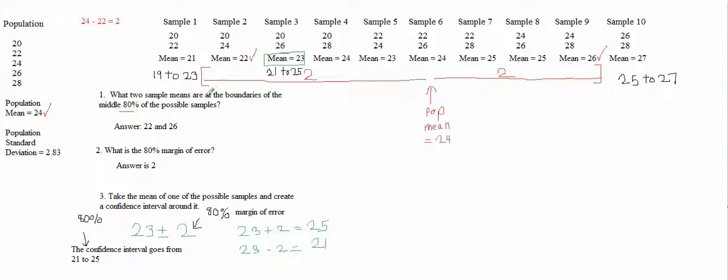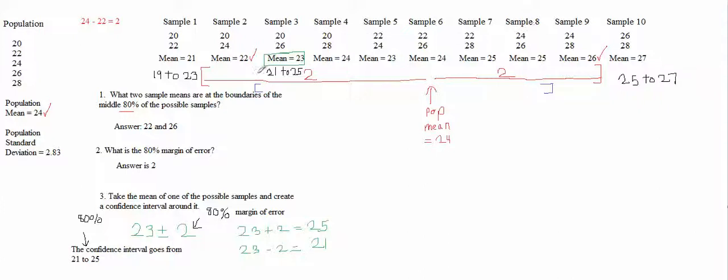What if, way back at question 1, I didn't say the middle 80%, but I said, what two samples are at the boundaries of the middle 60% of the possible samples? Well, since we have 10 numbers, the middle 60% is just the middle 6. The lowest one is sample 3, the highest one is sample 8, because there's 1, 2, 3, 4, 5, 6 in the middle.